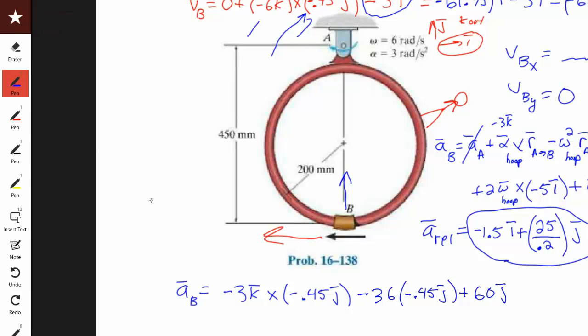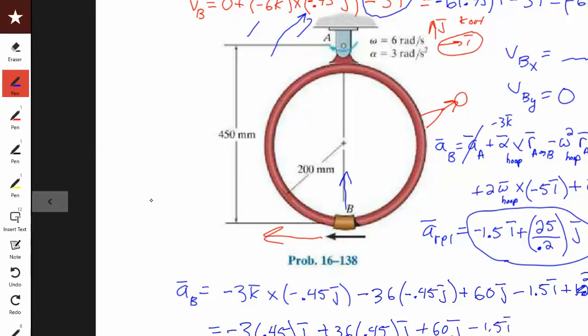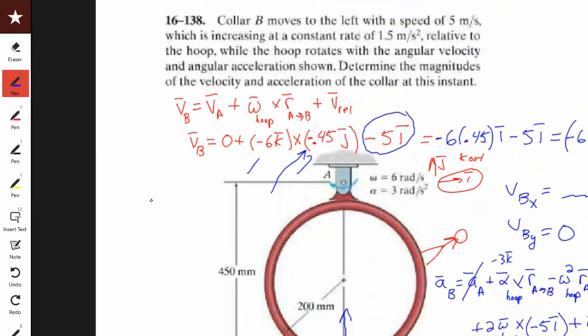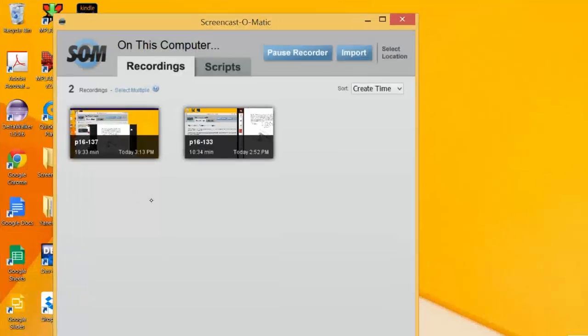And then I've got the a rel, and the a rel is minus 1.5 i plus 25 over 0.2 j. So now let's do the cross product here. Minus 3 times 0.45. k cross j is minus i, so this ends up being a negative i. And then minus is plus 36 times 0.45 j, plus 60j, minus 1.5 i, plus 25 over 0.2 j. You just add up your j's, add up your i's, boom, and you've got the acceleration of B. Okay, so that's that, and I think that was the last one you asked me to do, and so we're done.